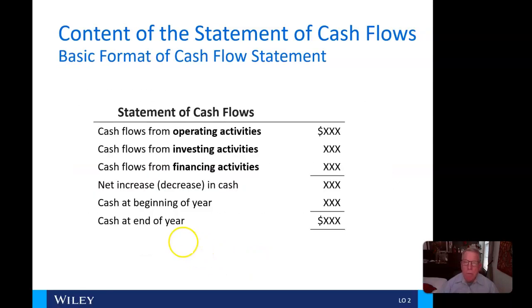Okay, so when we present these, we use this basic format. And in my experience, almost every company does it exactly this way. So we will have several items that are going to tell us our cash flows from operating activities, investing activities, and financing activities. Then what that will create for this period is a net increase or decrease in cash. We'll start with the beginning cash, and add these two together to get cash at the end of the year. Pretty straightforward.